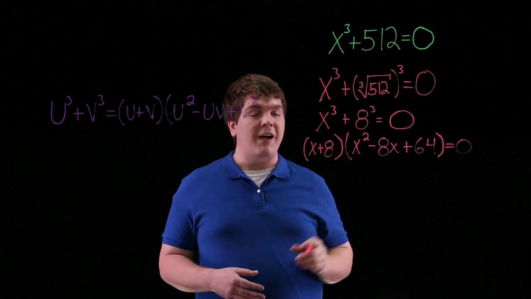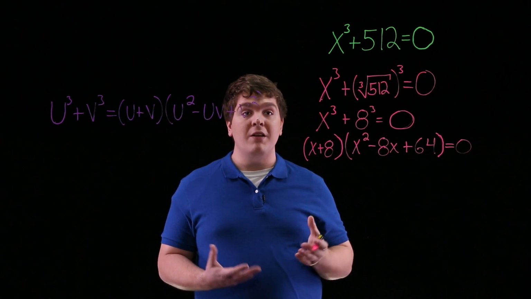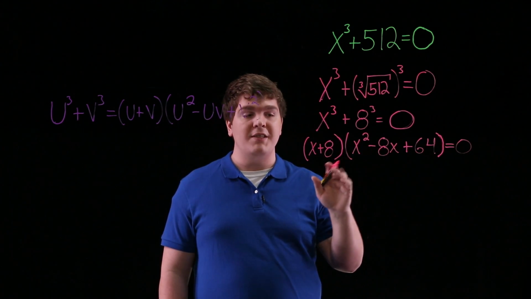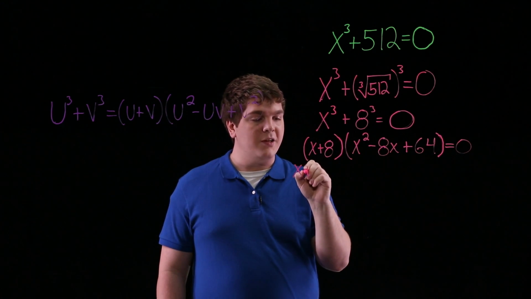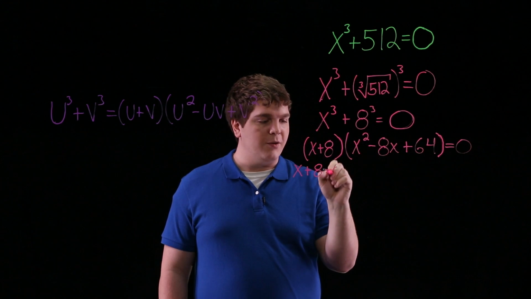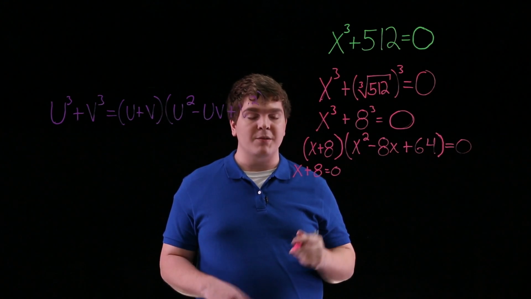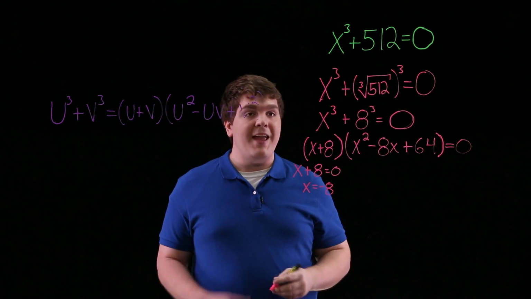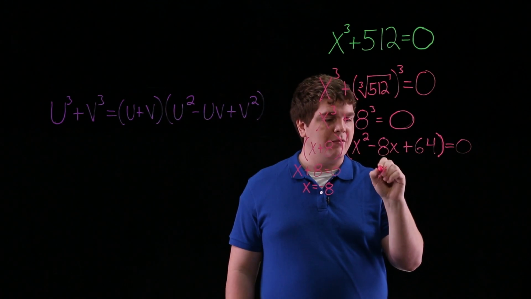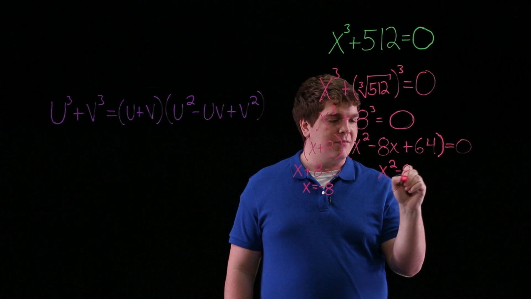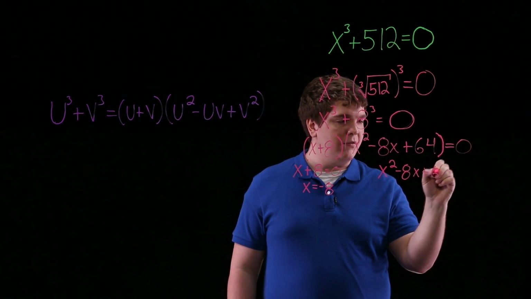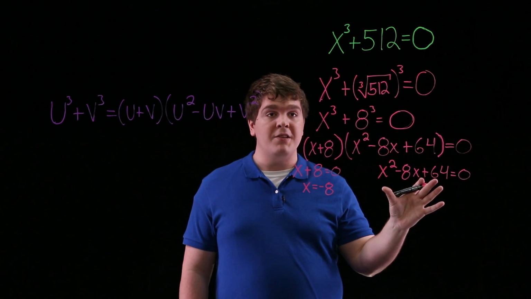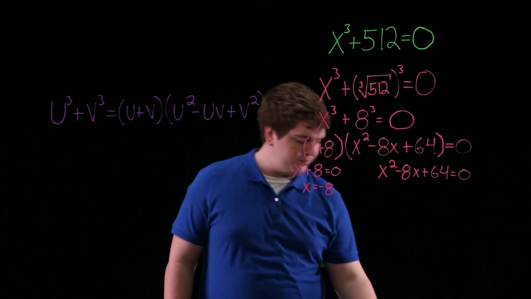Now, since we have two factors and it's equal to 0, we can use the zero factor property, which tells us that if we want to find the solutions to this equation, we can set x plus 8 equal to 0 and solve for x by subtracting 8 from both sides of the equation. And we can set x squared minus 8x plus 64 equal to 0. Now, to solve this quadratic equation, we will use the quadratic formula.